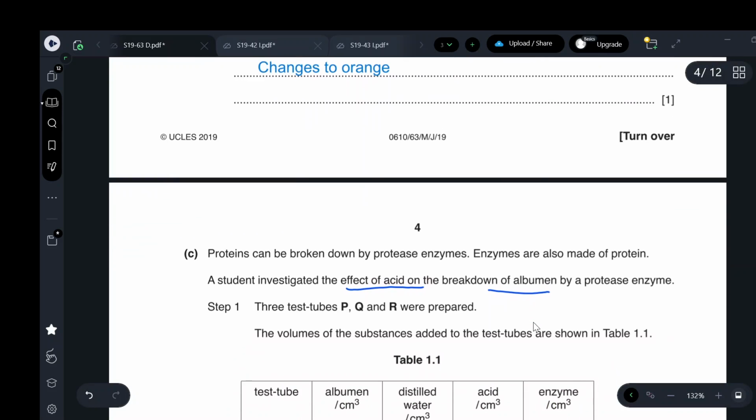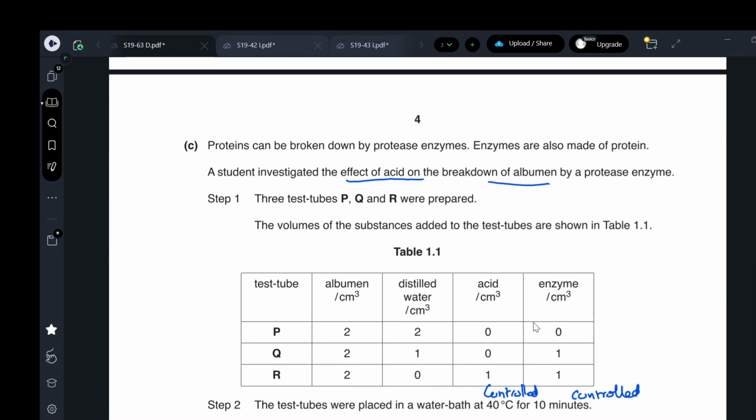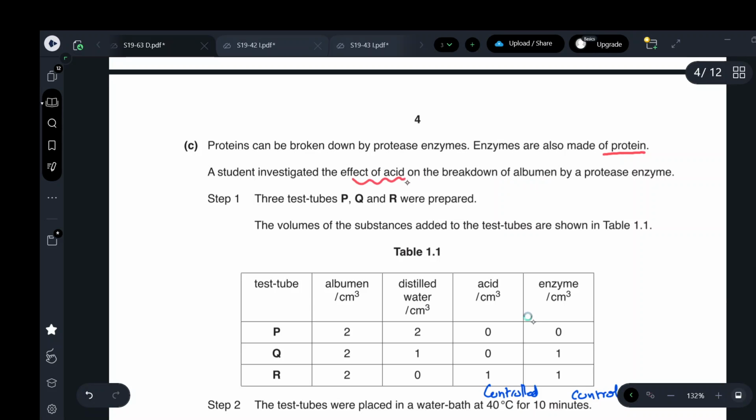He completed the experiment. He told you that proteins can be broken down by protease enzyme. Enzymes are also made of proteins. The student investigated the effect of acid on the breakdown of albumin. I want to investigate the effect of acid itself, not the concentration of the acid, but the presence of the acid.